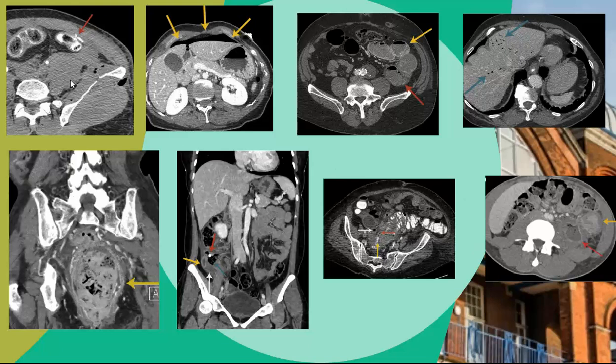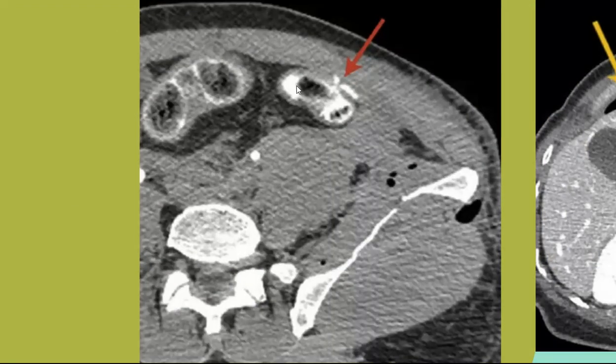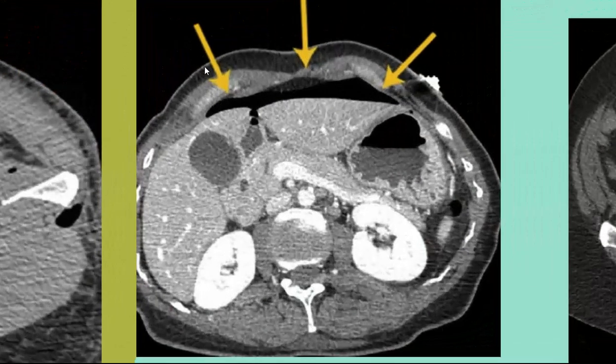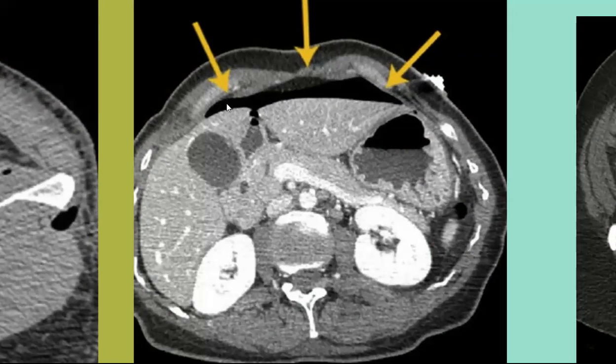These are the direct signs. Here we have positive oral contrast in an axial CT. We can see the contrast is leaking through this discontinuity in the bowel wall. Extraluminal air is also highly specific. Here is an axial CT. This is the left lobe of the liver. Here is a mesenteric accumulation of air within the anterior abdominal cavity.